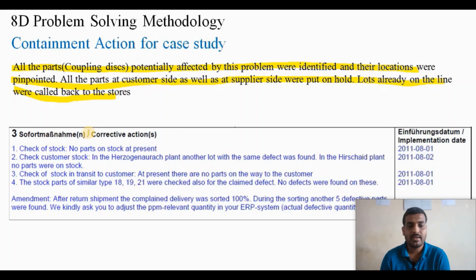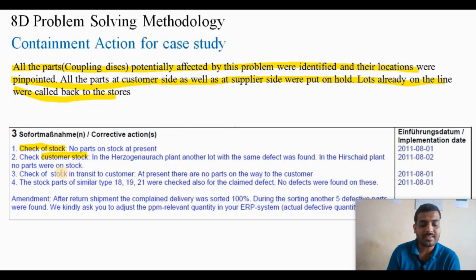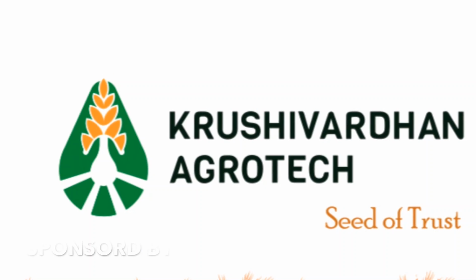Now we will see the containment actions from the sample 8D report. What they have done: they have checked their stocks, also the stock at the customer level, then the stock in transit to the customer. Also they have checked for similar parts.